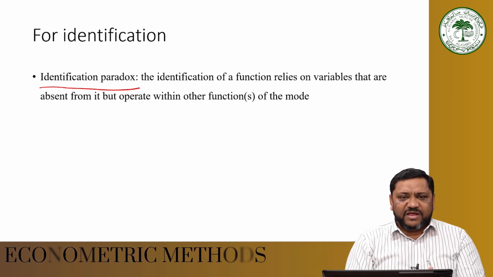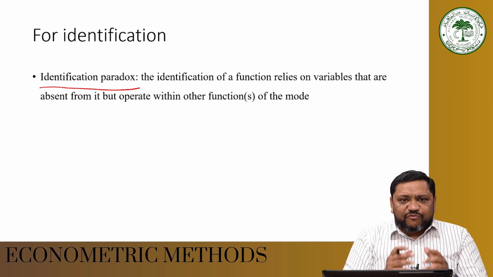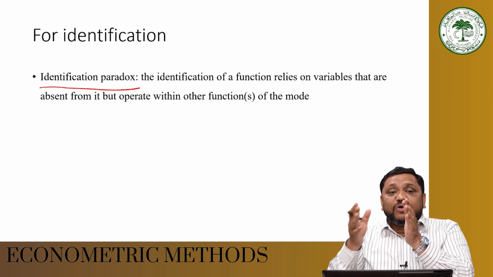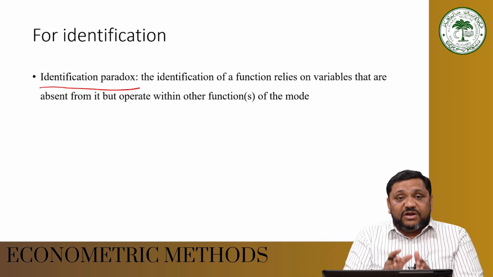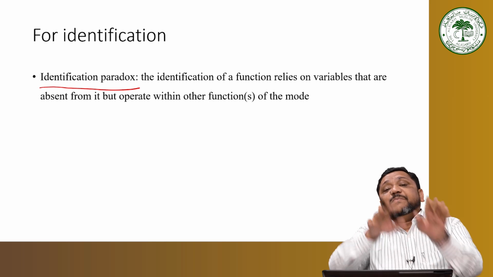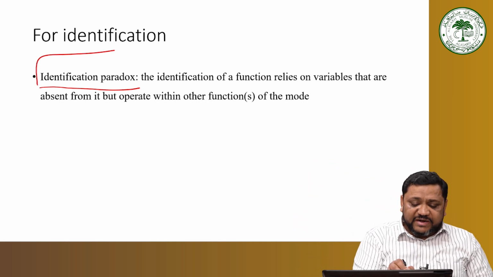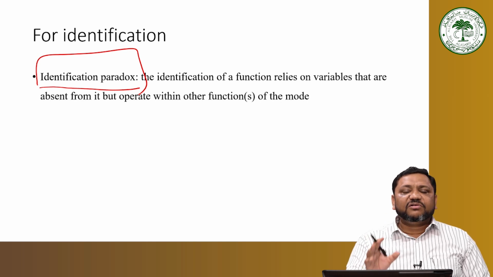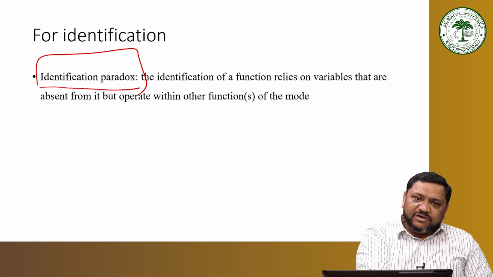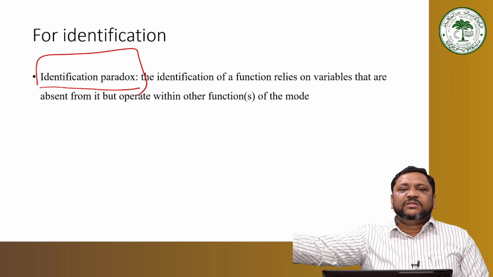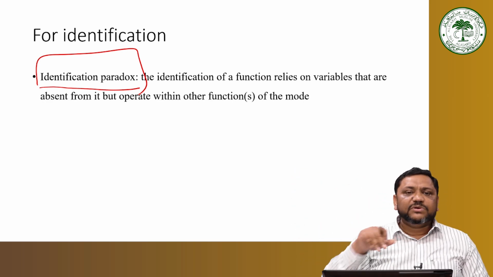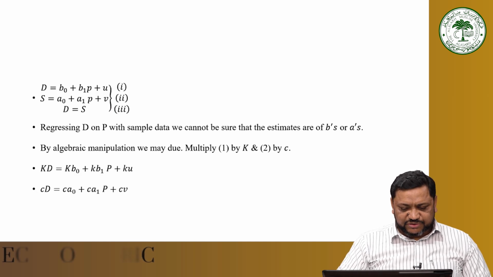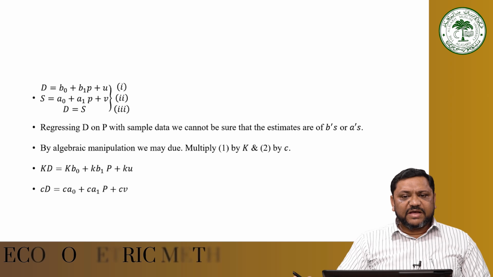So to identify the demand function, we need factors which are not present in the demand but present in the supply, whereas to identify the supply function, we need factors which are not impacting the supply but are impacting the demand. That is why we call it a paradox. The identification of a function relies on variables that are absent from it but are operative in the other functions of the same system of equations. That's why we call it an identification paradox. Now let's take an example.